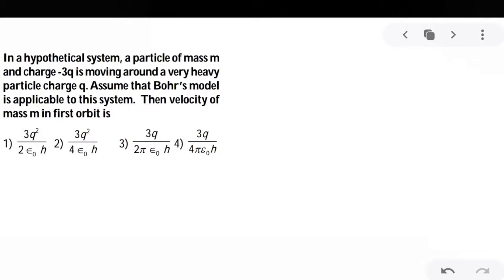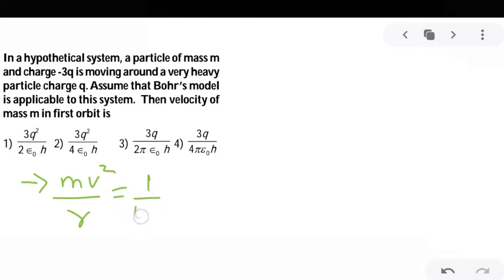Now in this question we have, in a hypothetical system, a particle of mass m, charge minus 3q, is moving around a very heavy particle of charge q. Assume that Bohr's model is applicable to this system. Then velocity of mass m in the first orbit is, okay. So basically, see, first condition is the charged particle is moving in a circular path. So that means it is acted upon by a centripetal force. Okay. Now who is providing the centripetal force? The electrostatic force of attraction.